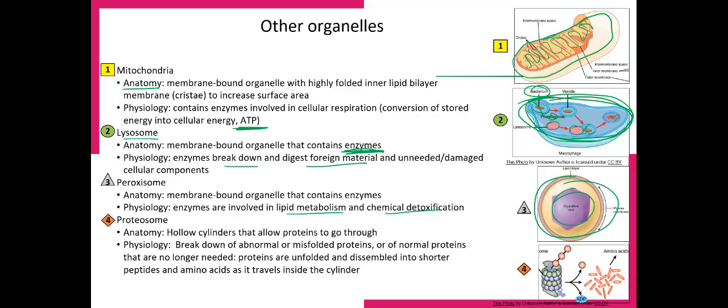And then the fourth organelle is a proteasome. You can see here a proteasome is a hollow cylinder. Proteins go in one end and out the other end, you've got amino acids, right? So the proteins get broken down into their component amino acids. Proteasomes are used to break down abnormal or misfolded proteins or proteins that are no longer needed. As it goes through, it gets broken down into its components.